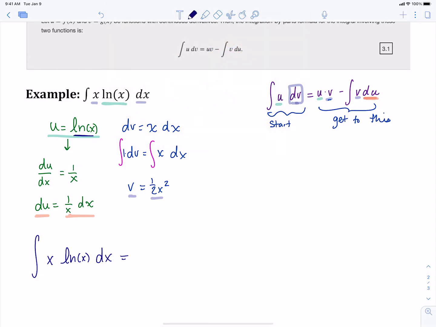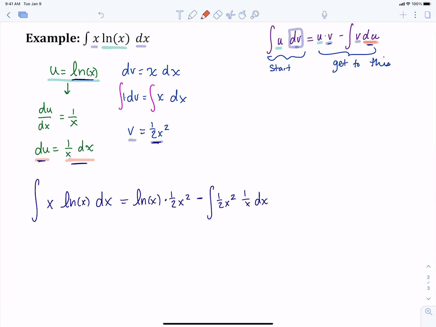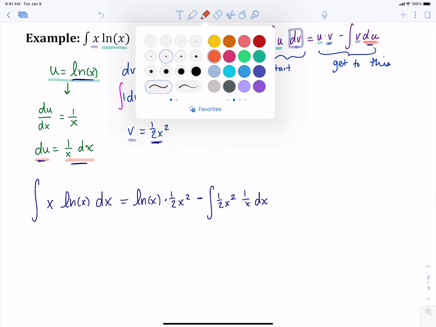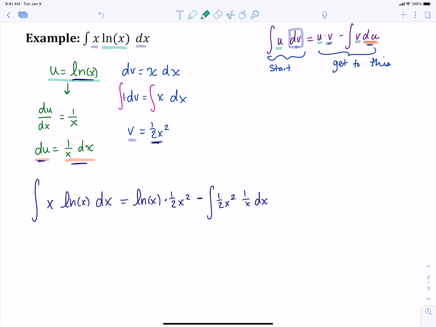So u is this natural log of x, times v, that's our 1/2 x squared, and then minus, and I'll underline these in our colors too, after we get it written out. Then we have the integral of v, v is 1/2 x squared, and then du is our 1 over x dx, that is du. So 1 over x dx. So let's label everything and make sure that it all squares up with our formula there.